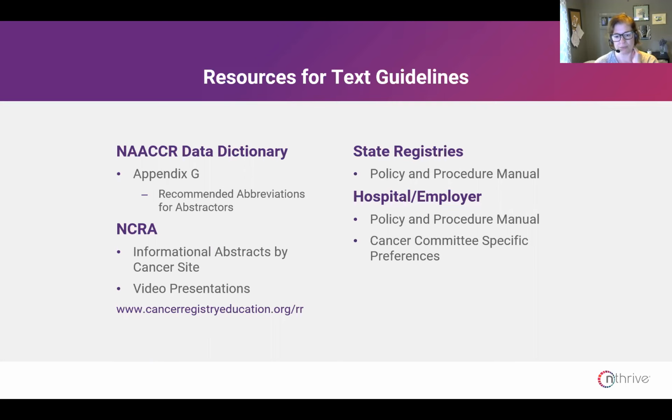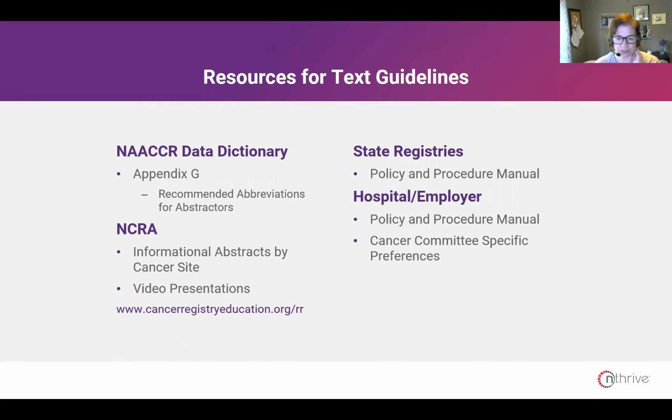NCRA's informational abstracts, which are often referred to as IAs, are also a great resource for text examples. You can find the site-specific IAs on NCRA's Center for Cancer Registry Education under Registry Resources. The website link is listed on this slide.